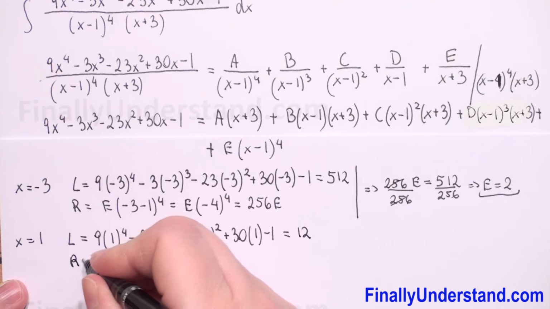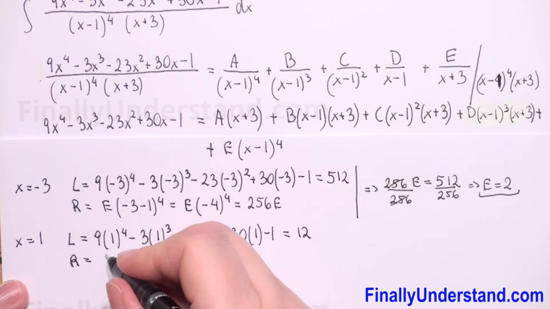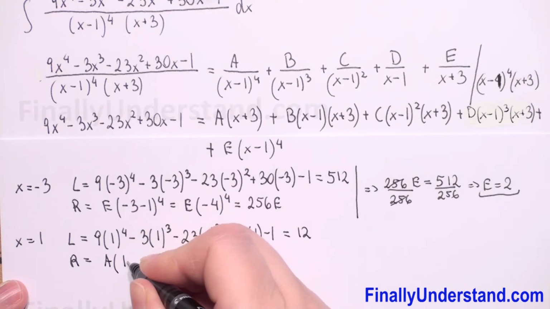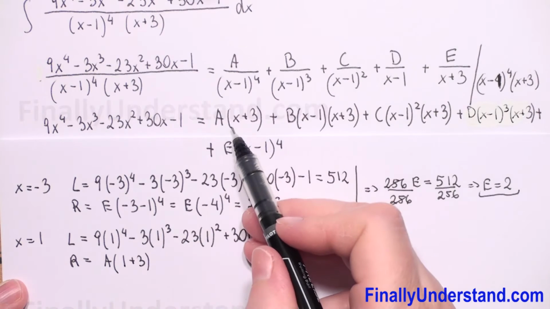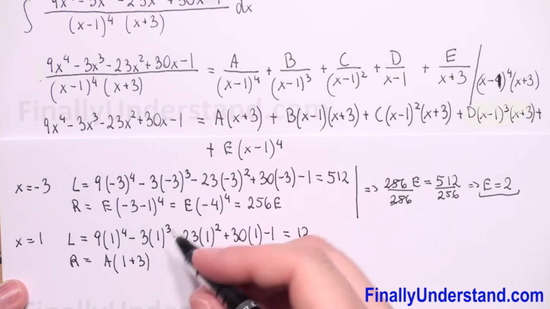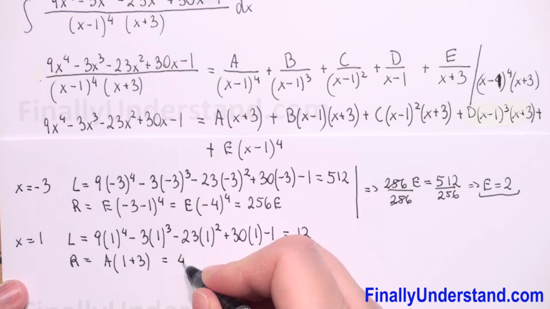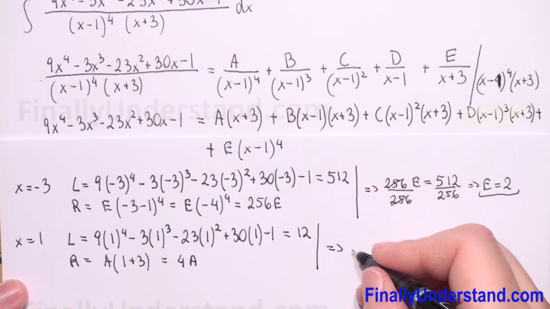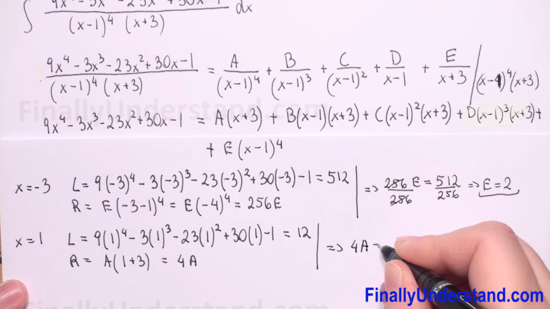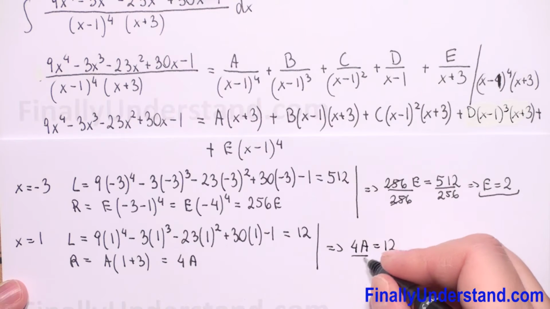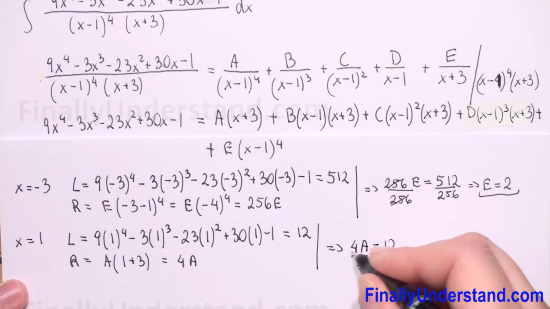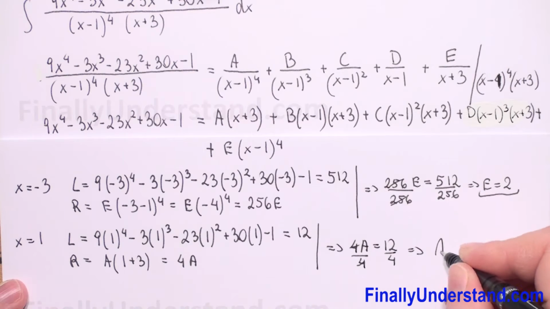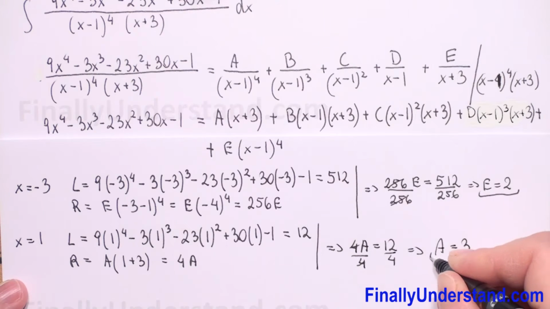And on the right side, like I said, we will have only a times 1 plus 3. I substitute x by 1, so this is equal 4a. Left side must be equal to right side, so we have 4a is equal 12. We divide both sides by 4, so we have that a is equal 3.